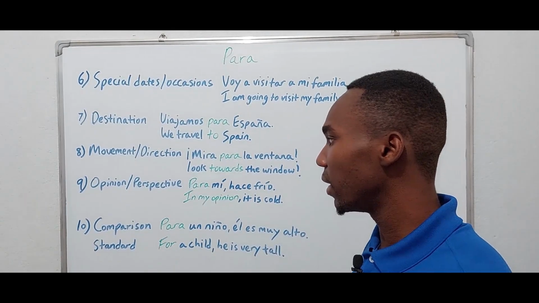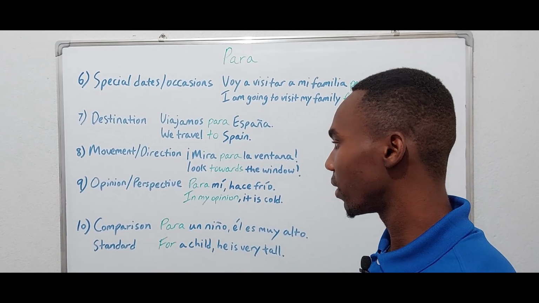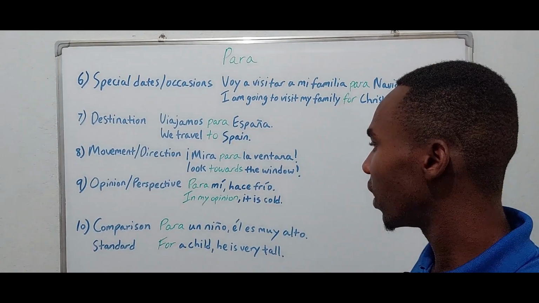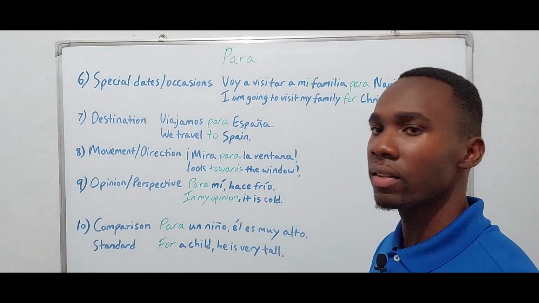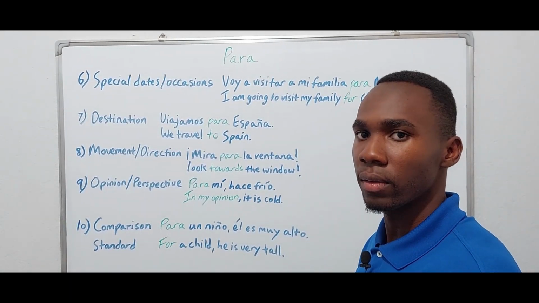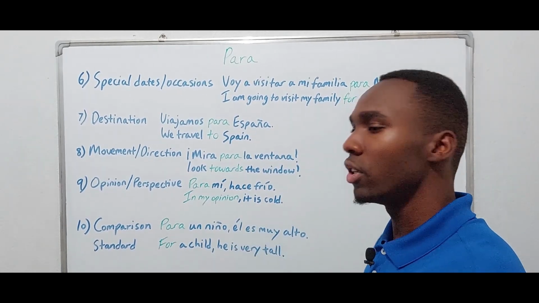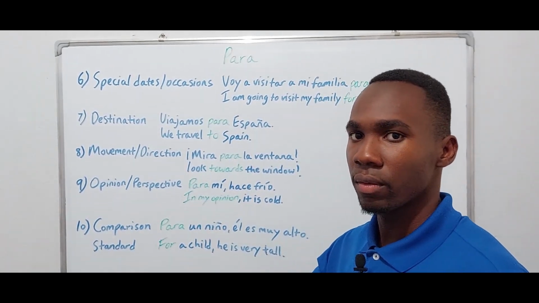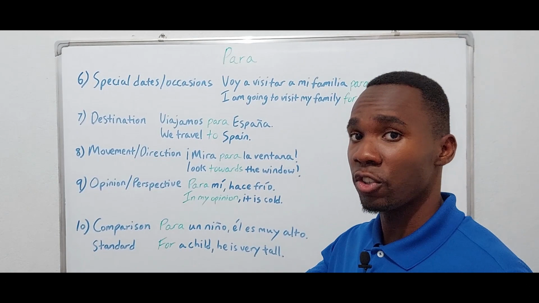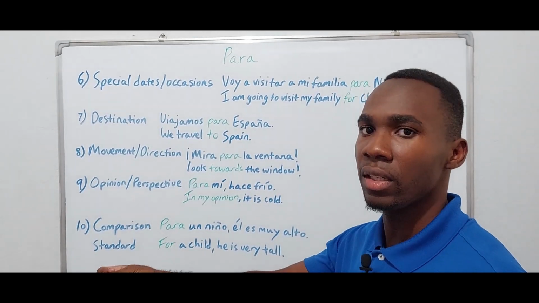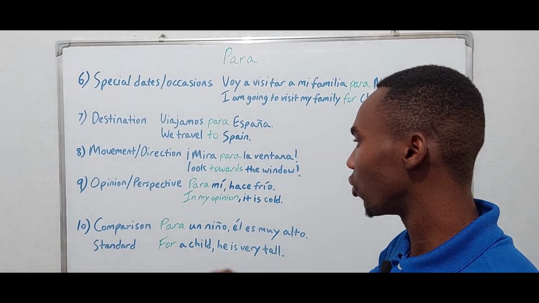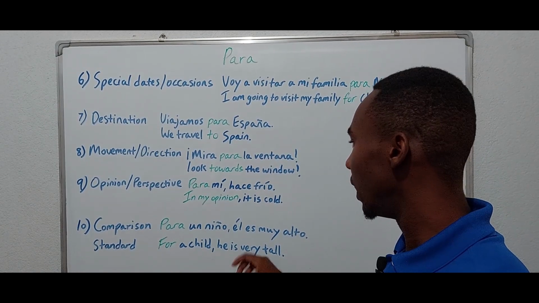10, and this is the final usage, comparison or standard. "Para un niño, él es muy alto." For a child, he is very tall. So what this means is that the standard for a child, you would expect certain things from a child, right? But this child surpasses that standard. So in a sense, it is a comparison because you're comparing him with the average child. But he surpasses the standard or the average, right? So we use para in this case. So para un niño, so for a child, he is very tall.